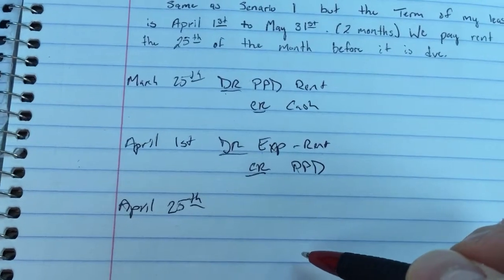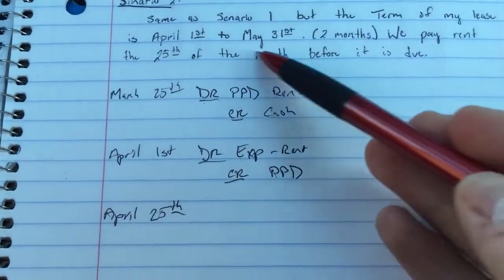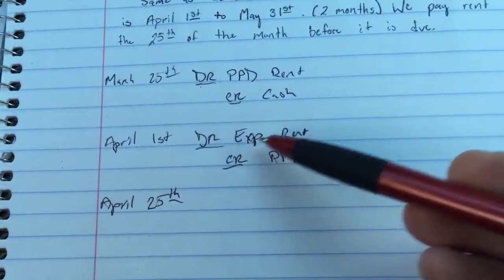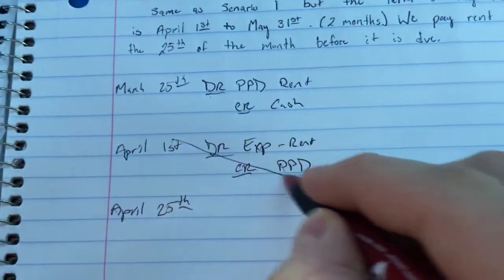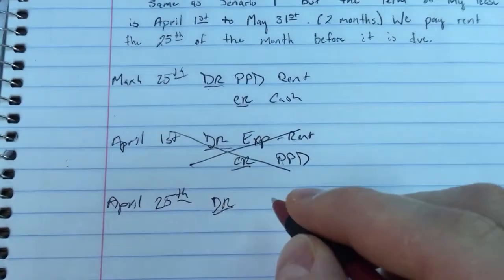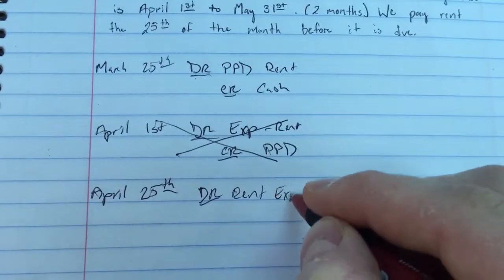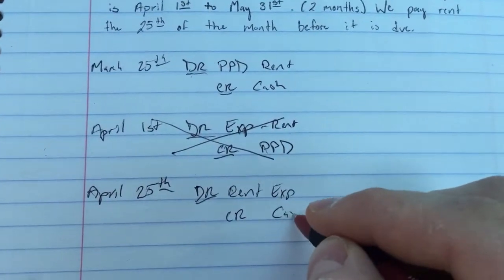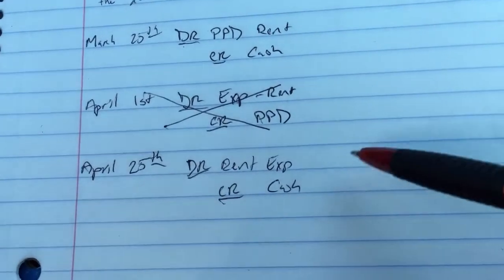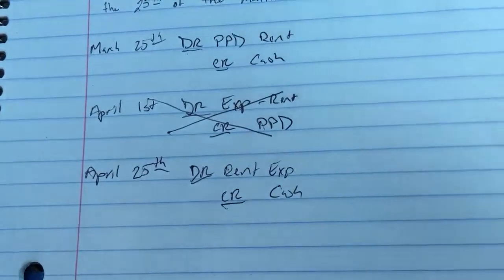Or what I like to do, and a little trick I learned in practice, is leave it prepaid in here, and don't even do this journal entry to move it out. What I like to do is let them pay May's rent, credit cash. So this is actually May's rent hitting in April. So there is an expense hitting in April, as it should.